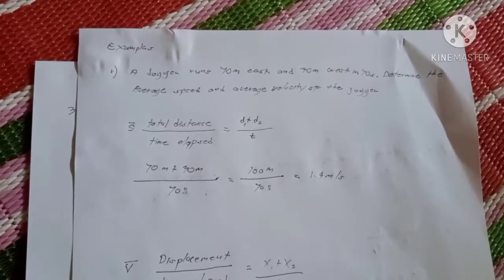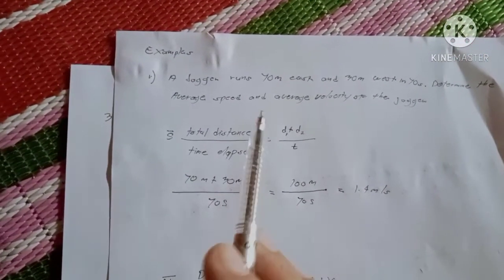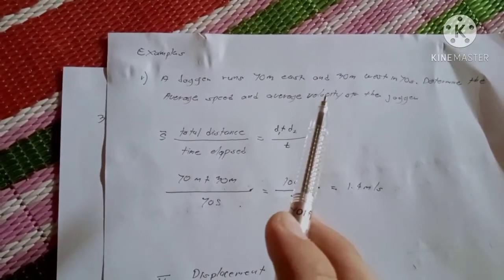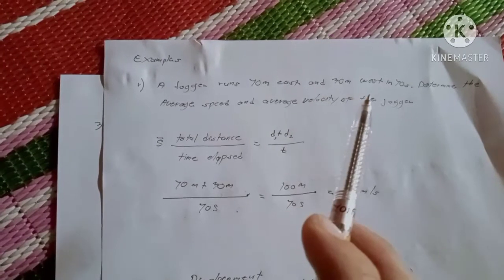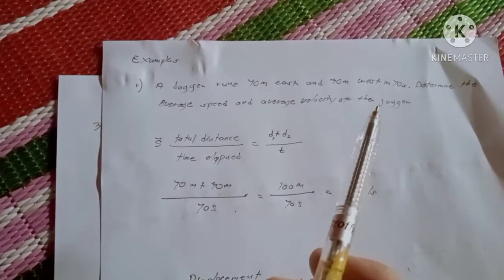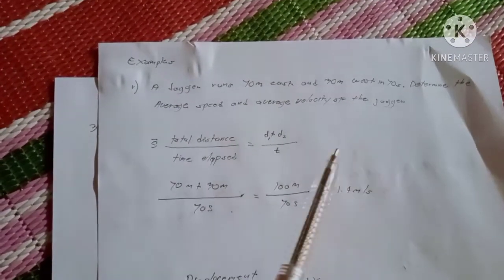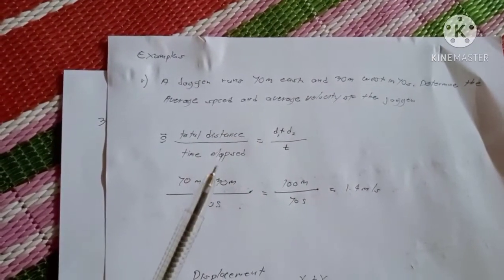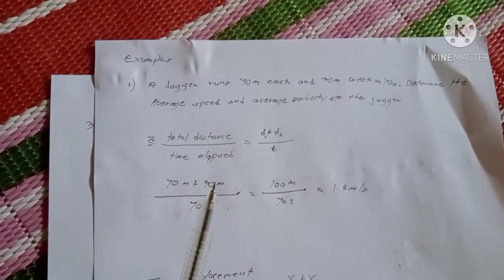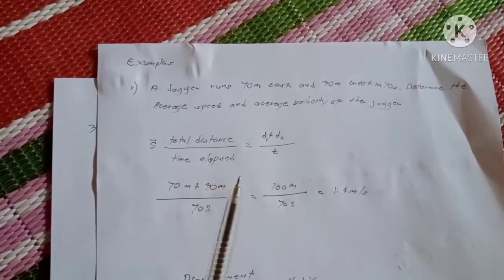So this is our example number 1. A jogger runs 70 meters east and 30 meters west in 70 seconds. Determine the average speed and average velocity of the jogger. So this is the formula of the average speed. We focus first on the average speed.